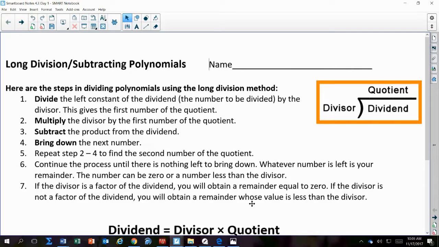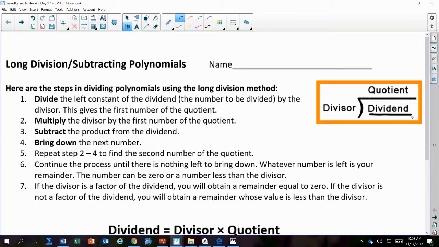All right, so before we get into the actual steps for long division, let's just talk some vocabulary. There's 3 vocabulary terms you're going to hear me using a lot. One of those is the dividend. That's your original function. That's your starting function.